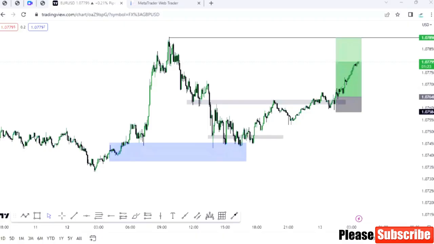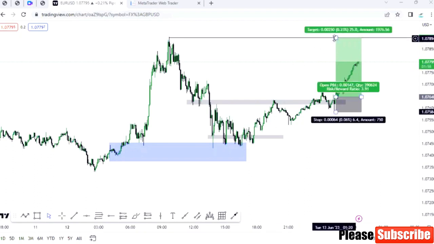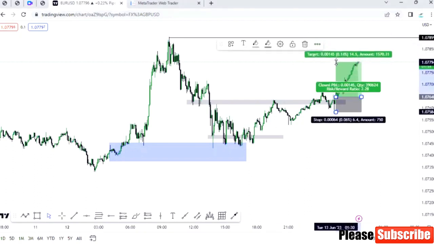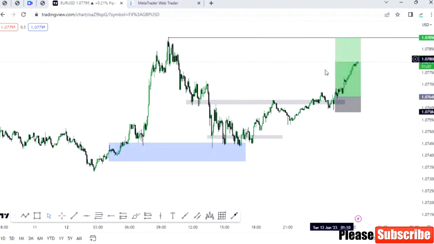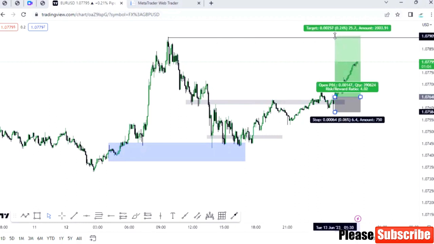Hey guys, quick update on the Euro USD trade. You can see over here we are past 2R. We are about 2.2%, 2.3. So what I'm going to be doing here is closing partials, because it's very important, and also because I have other things to go do. So I'll be closing partials.